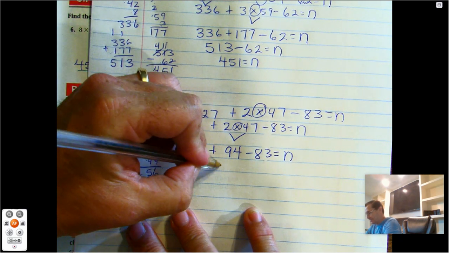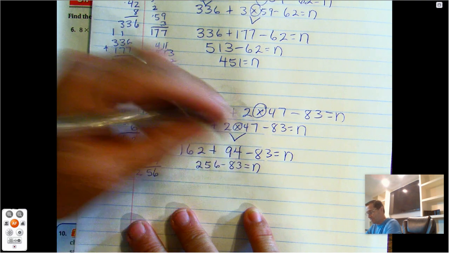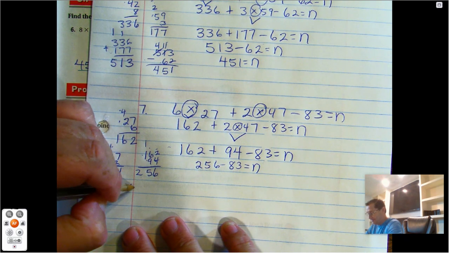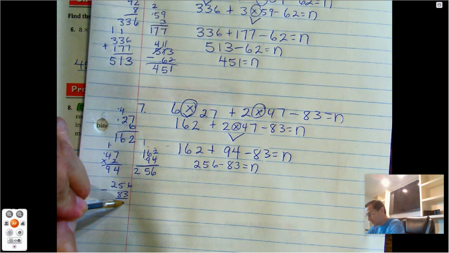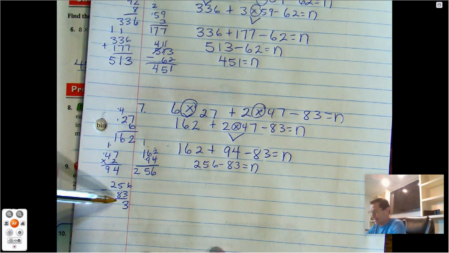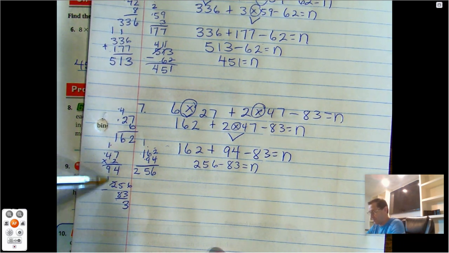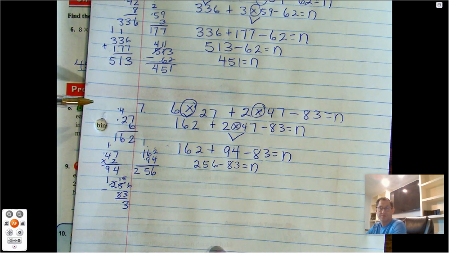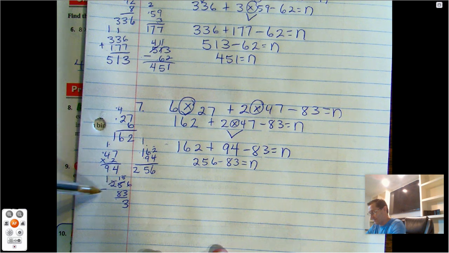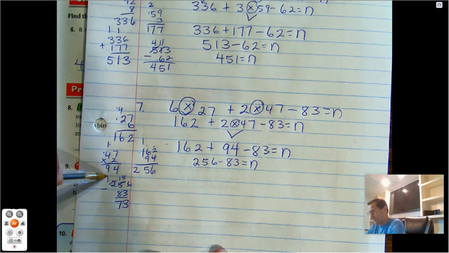256, take away 83. 6 take away 3 ones is 3 ones. I can't take 8 tens from 5 tens, so I'll regroup the 200 as 100 and 10 tens. So now we have 15 tens. 15 take away 8 is 7. 100 take away nothing is 100. So n equals 173.